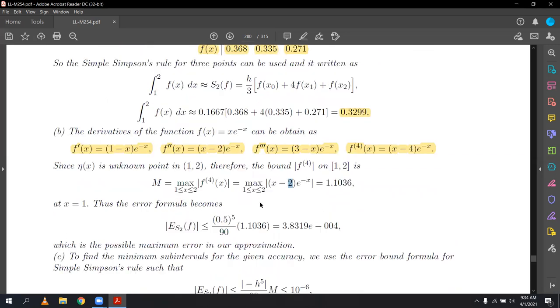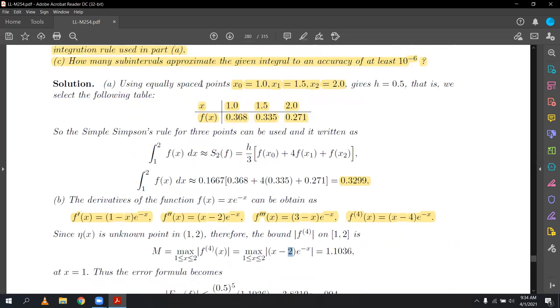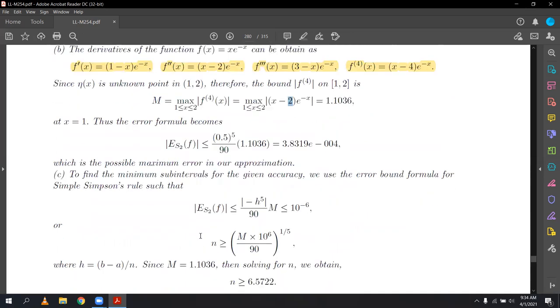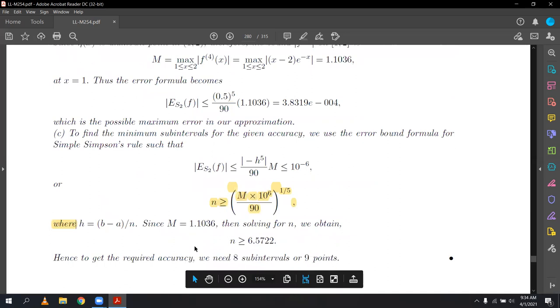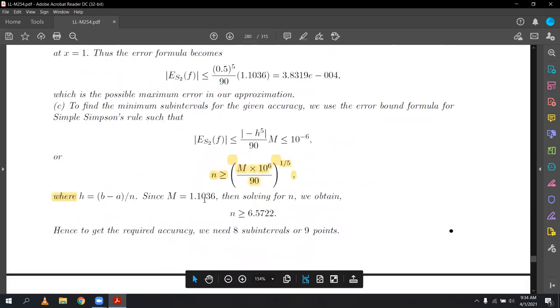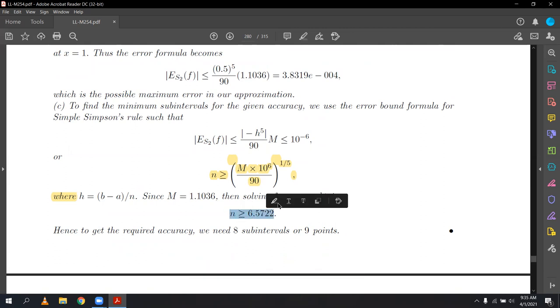And the last part, he says, how many subintervals do we need to get the accuracy 10 minus 6? Use the error formula, accuracy 10 minus 6, solve for n. And what does your n give? Because you already calculated the maximum value here, when you use a calculator to solve this expression, you will get n equal to 6.5722.